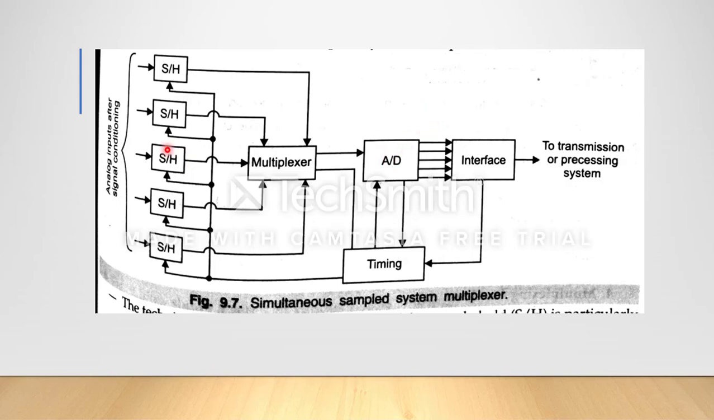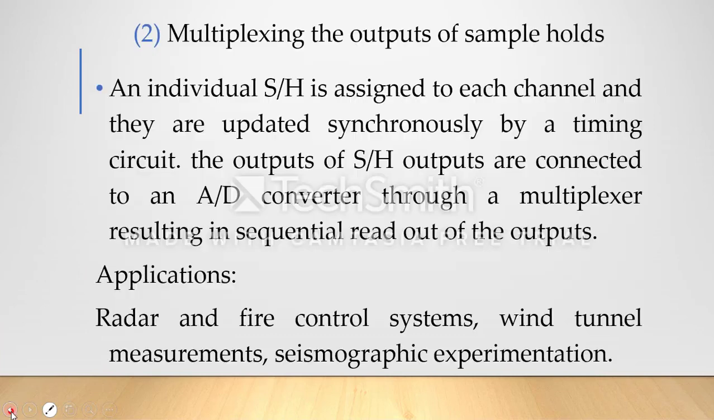What's the advantage of this type of sample and hold? When we are using the sample and hold, the data will be more accurate, because a sample and hold is given for each of the individual sensor outputs. So this will be more accurate, and the output which we get is a better one compared to the previous type. So go through this.